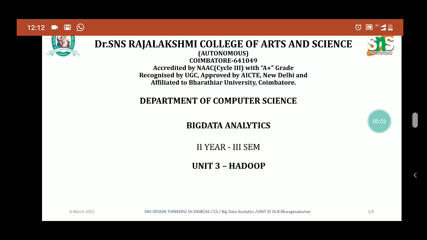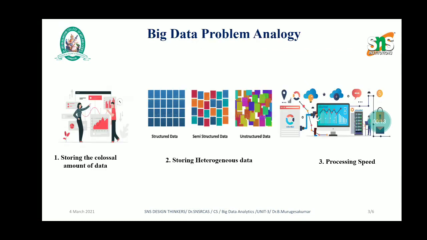Hi everyone. So let's discuss the problems behind big data and the solution given by Hadoop. So the first problem is storing the colossal amount of data. Storing huge data in a traditional system is not possible. The reason is clear: the storage will be limited to one system, and the data is increasing at a tremendous rate.